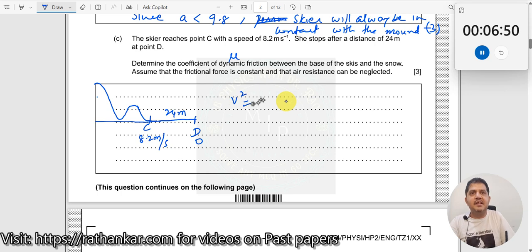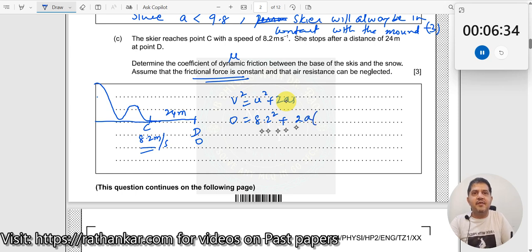Use V square equal to U square plus 2AS, because he says frictional force is constant, right? You can use equations of motion. So what is V square? 0. What is U square? Initial velocity at point C, which would be 8.2 square plus 2A.